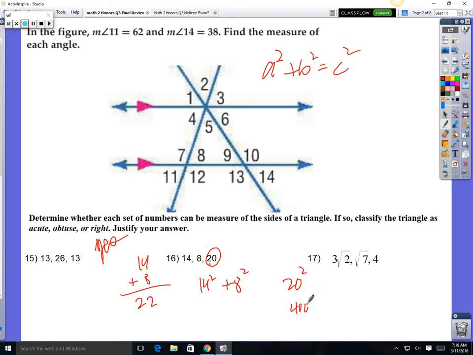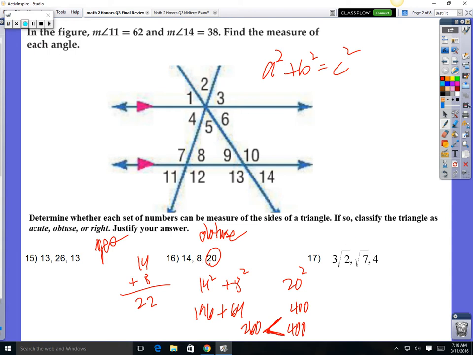20 squared is 400. 8 squared is 64. 14 squared is 196. So if I do 196 add 64, I get 260. So my little guys add and give you 260. My big one adds and gives you 400. So 400 is greater than 260. If the big one is bigger than the little ones, that is the definition of obtuse.